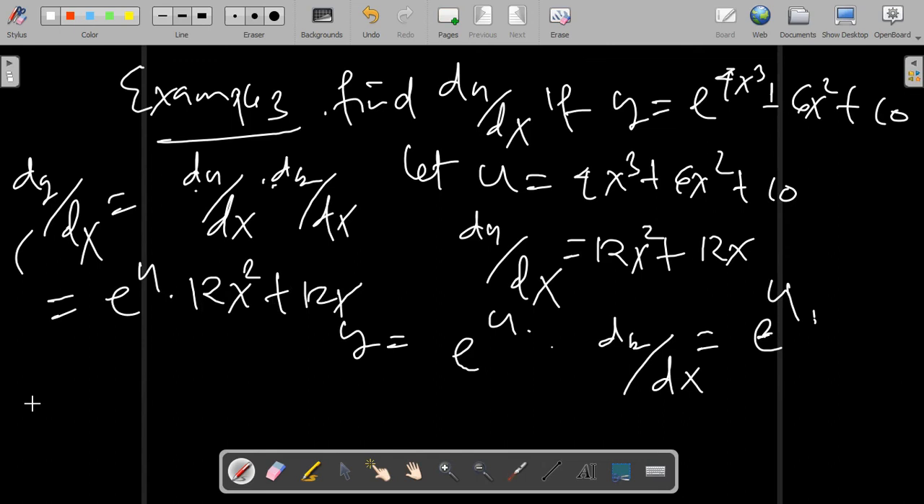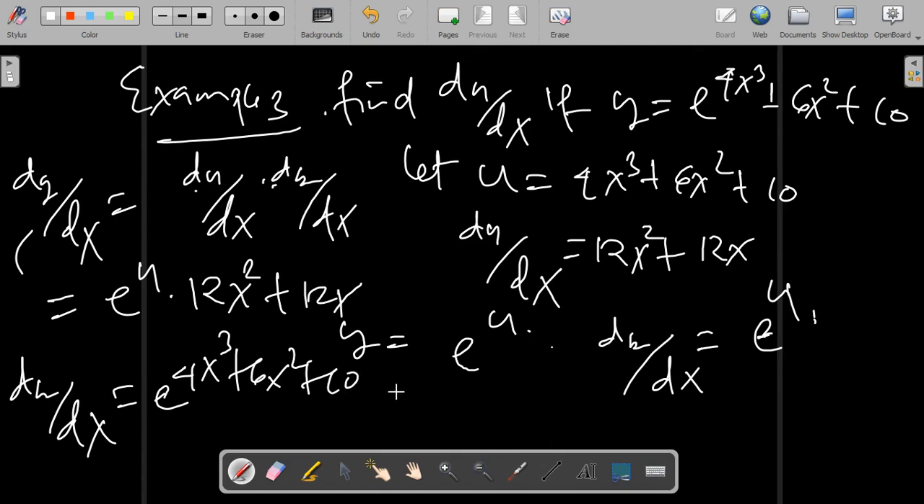So remarkably, this will be dy over dx is equal to, since our u is well known, we can plug in our u here, which is e raised to the power of u. Our u is equal to 4x cubed plus 6x squared plus 10. Then we multiply with 12x squared plus 12x. So this becomes the answer.